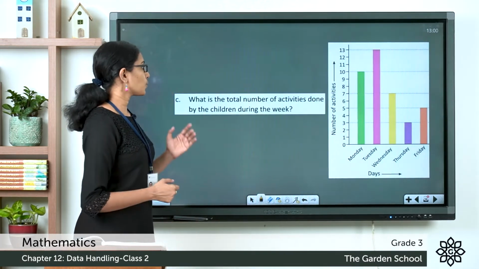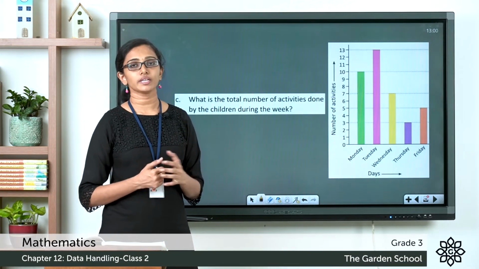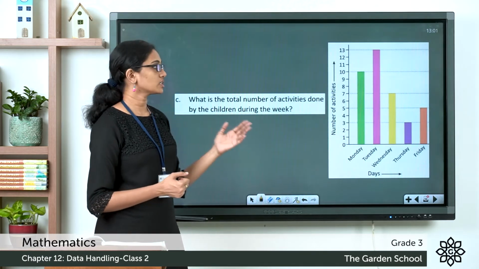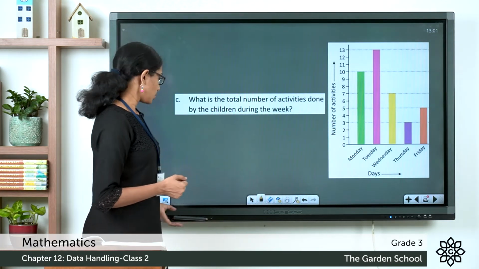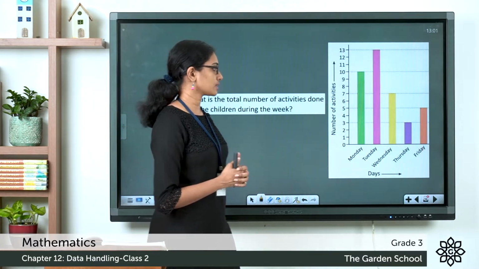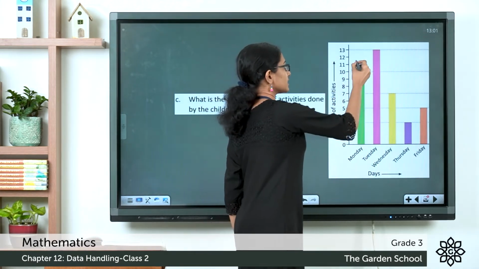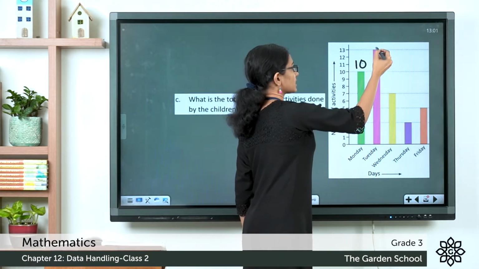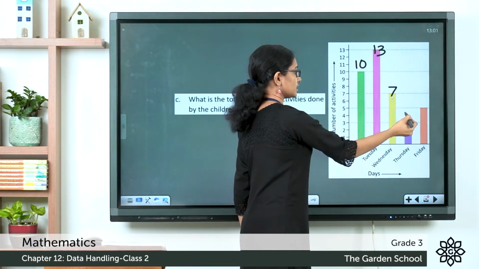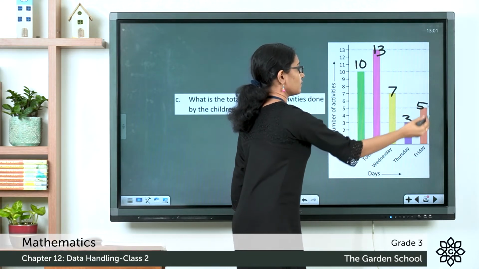Now the next one, what is the total number of activities done by the children during the week? How do we find it out? We need to find out the total number of activities done by the children in that week. So from the bar graph, let's see how we can find the total number of activities done. So on Monday, how many activities did the children do? They did 10 activities. Tuesday, they did 13 activities. Wednesday, they did 7 activities. Thursday, they did 3. And on Friday, they did 5.